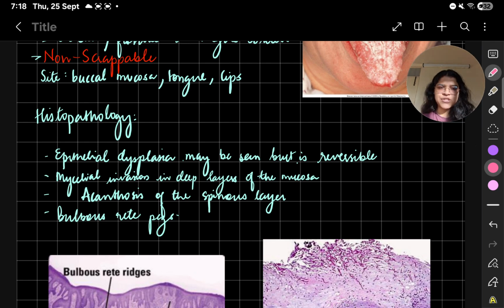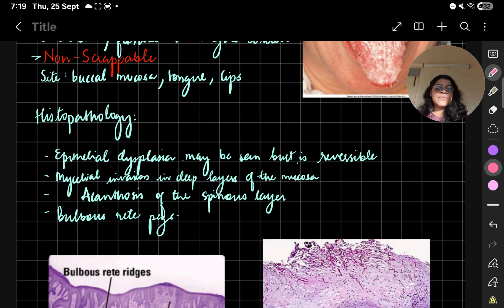So there is epithelial dysplasia. What is epithelial dysplasia? You will learn it more in OPMD, oral potentially malignant disorders. So that is seen, but it's reversible. And you have mycelial invasion. As I told you, they do 2 things. One is they release aspartic proteases, which break the epithelial integrity and cause invasion. Second is the epithelium releases pseudopodia, through which an endocytosis process takes place, and the mycelium is grabbed into the epithelium.